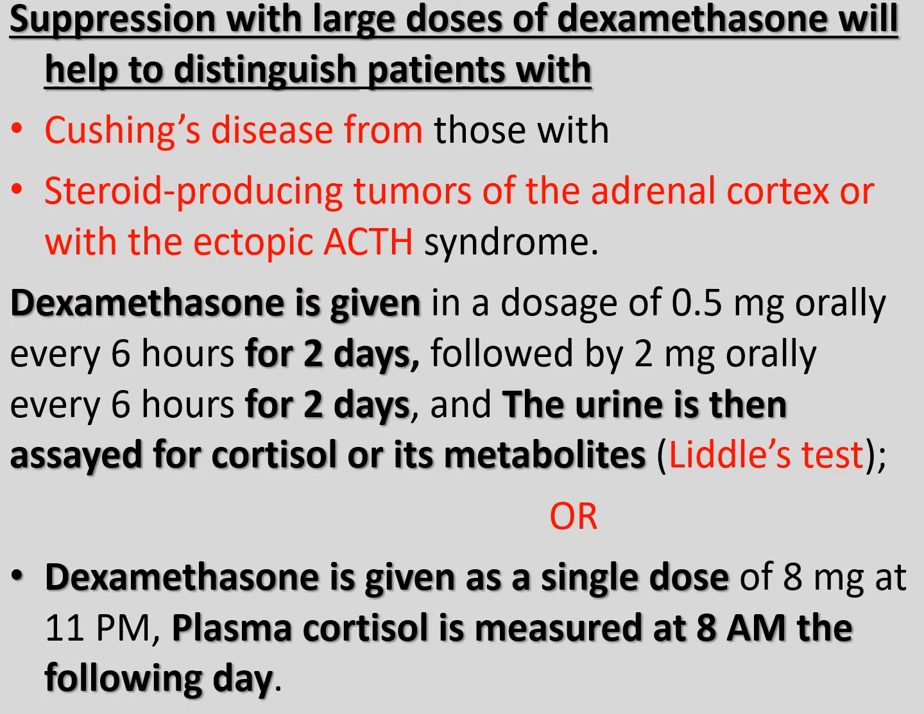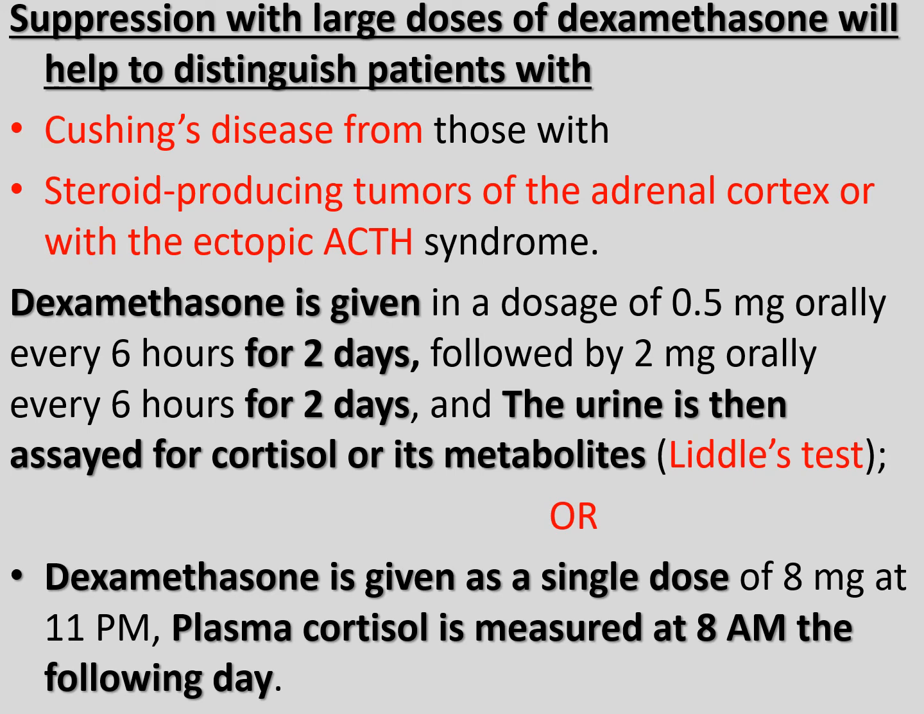What we do is cause suppression with large doses of dexamethasone, and it will also distinguish Cushing disease from those with steroid producing tumors of the adrenal cortex or with the ectopic ACTH syndrome. So what does it mean? We have three scenarios. We have Cushing disease, we have a tumor of the adrenal cortex, and we have ectopic ACTH syndrome. So how will we understand, how will we diagnose which one is the one?